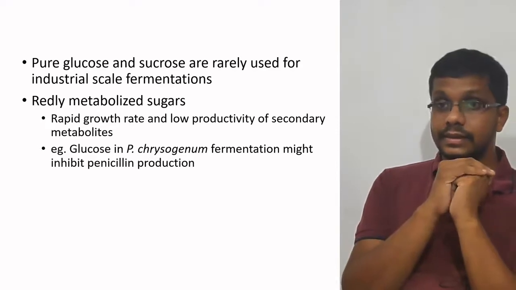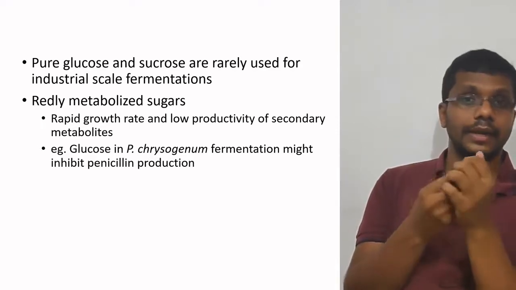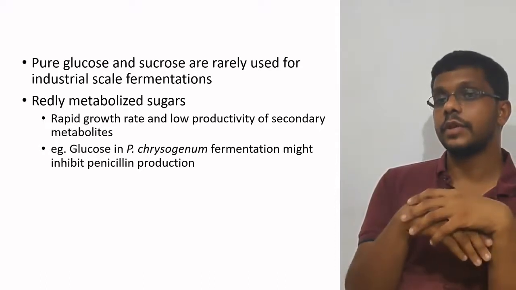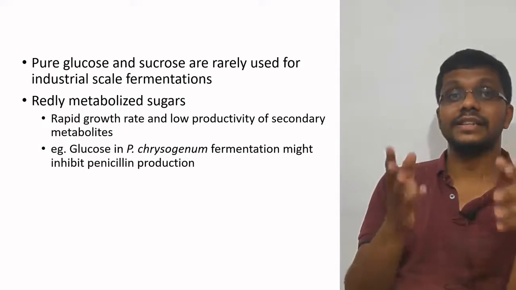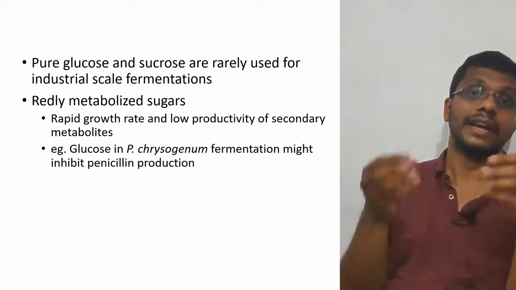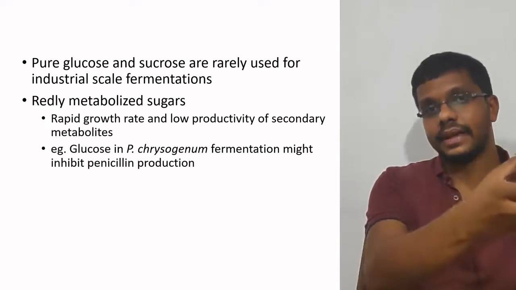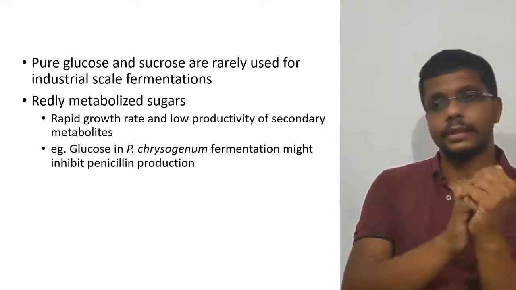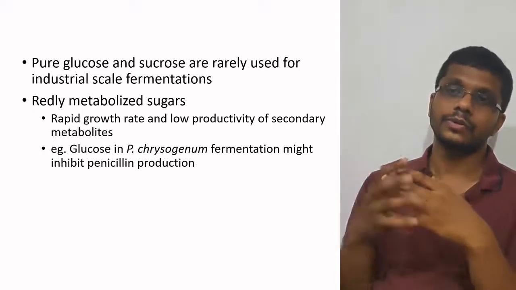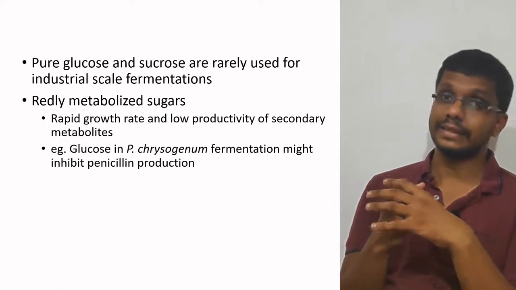So that's another reason. For example, if you add glucose into the medium of Penicillium chrysogenum, it won't produce penicillin, because penicillin is a secondary metabolite. If you add glucose into the medium, the fungus will be maintained in the log phase of growth, and in the log phase they won't produce secondary metabolites. So that's why we are not using pure glucose or sucrose as a carbon source in many cases.